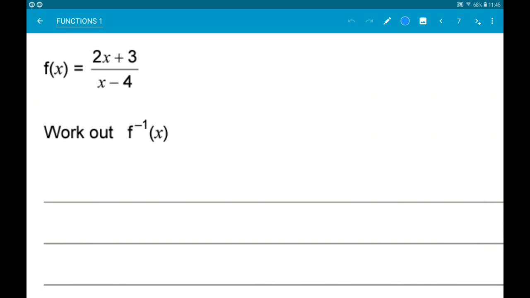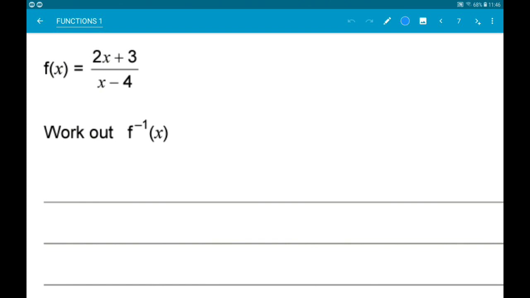Okay, now the final question for this set, a nice 4 marker, and it involves rearranging an algebraic fraction. So I have a video on this, I'll link that down below. So f of x is 2x add 3 over x minus 4. Work out the inverse f function.